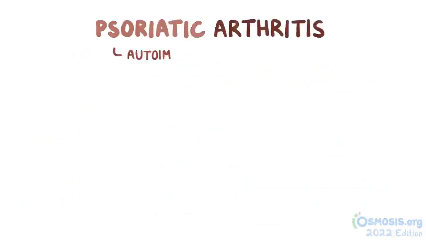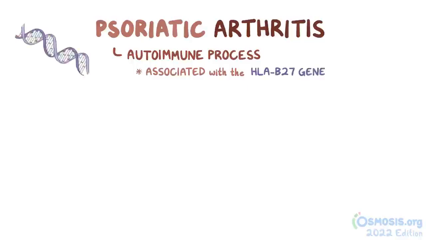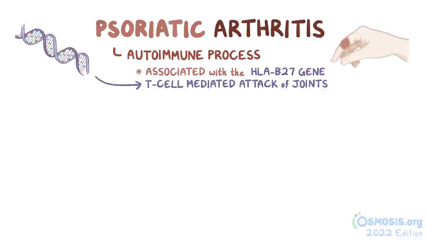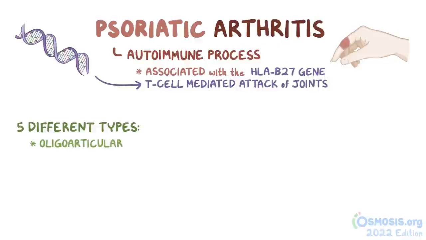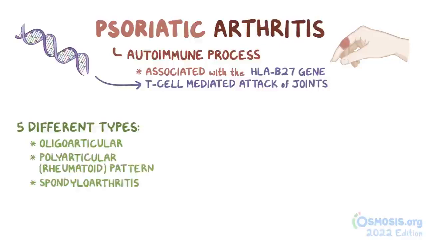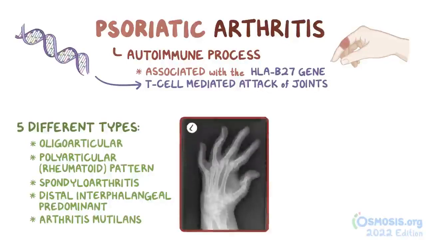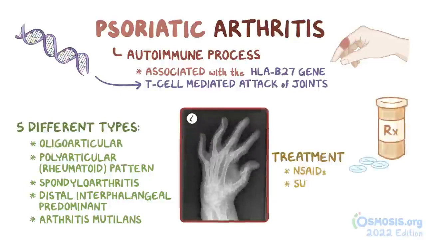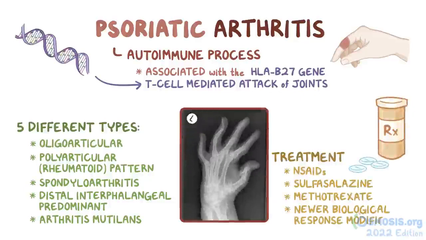Alright, as a quick recap. Psoriatic arthritis is an autoimmune process, often associated with the HLA-B27 gene, which causes a T-cell mediated attack of the joints in people with psoriasis. There are 5 different types of psoriatic arthritis, which can be oligoarticular, polyarticular or rheumatoid pattern, spondyloarthritis, distal interphalangeal predominant, and arthritis mutilans. Treatment includes use of NSAIDs, sulfasalazine, and methotrexate, as well as newer biological response modifiers.